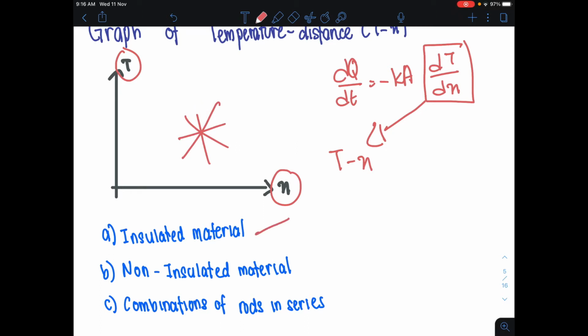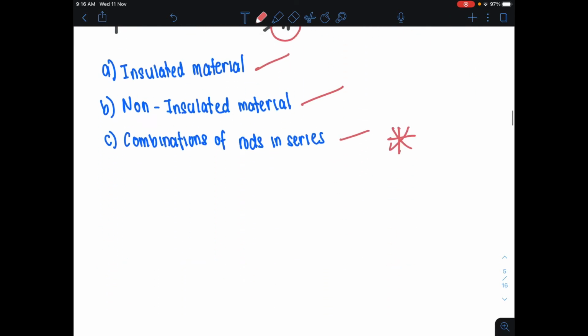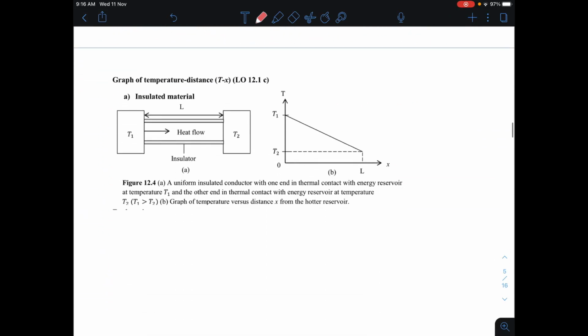First case kita adalah insulated material, second case non-insulated material, third case adalah combination of rod in series. Dalam syllabus kita, soalan famous adalah on combination of rod in series lah, sangat famous. So kamu kena mahir bahagian ini. So we're going to look at the first case, which is the insulated material.